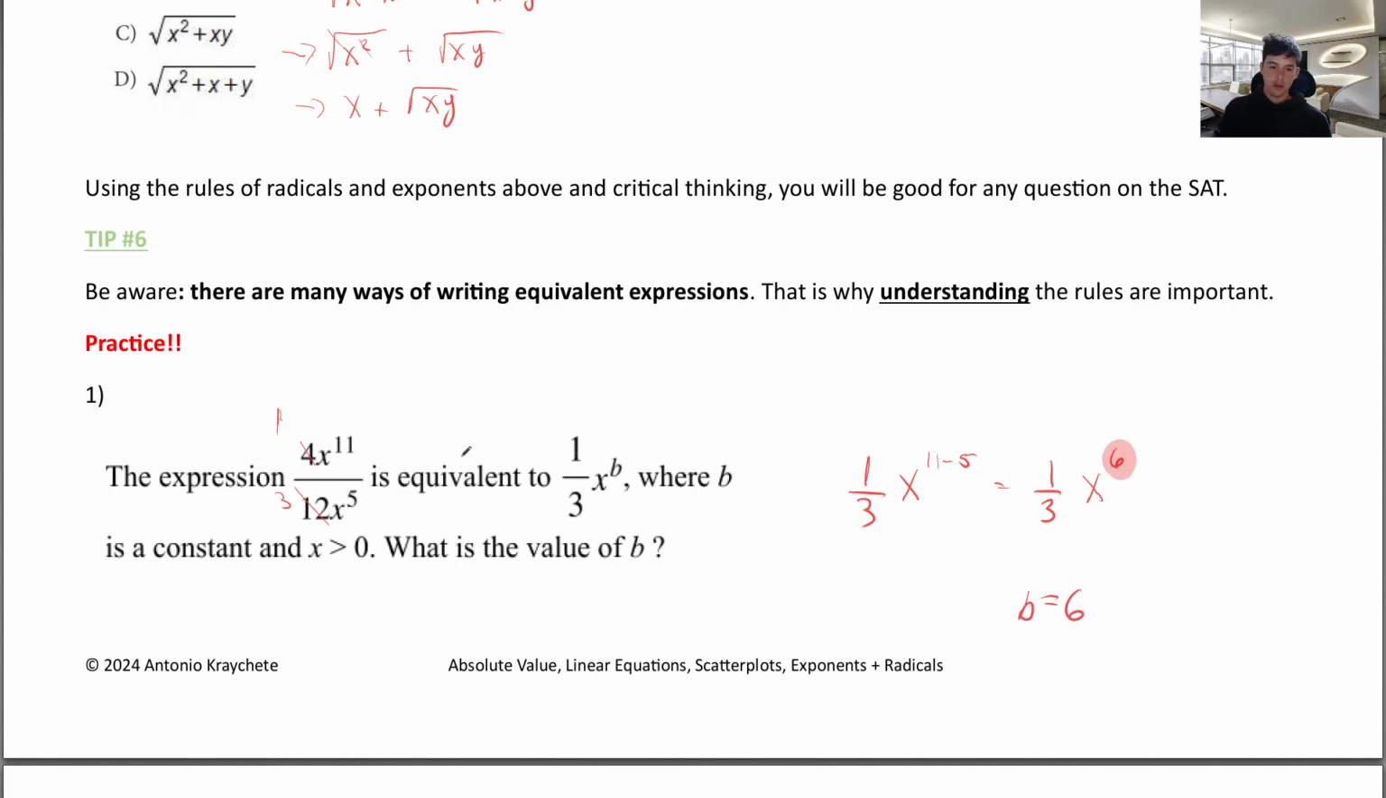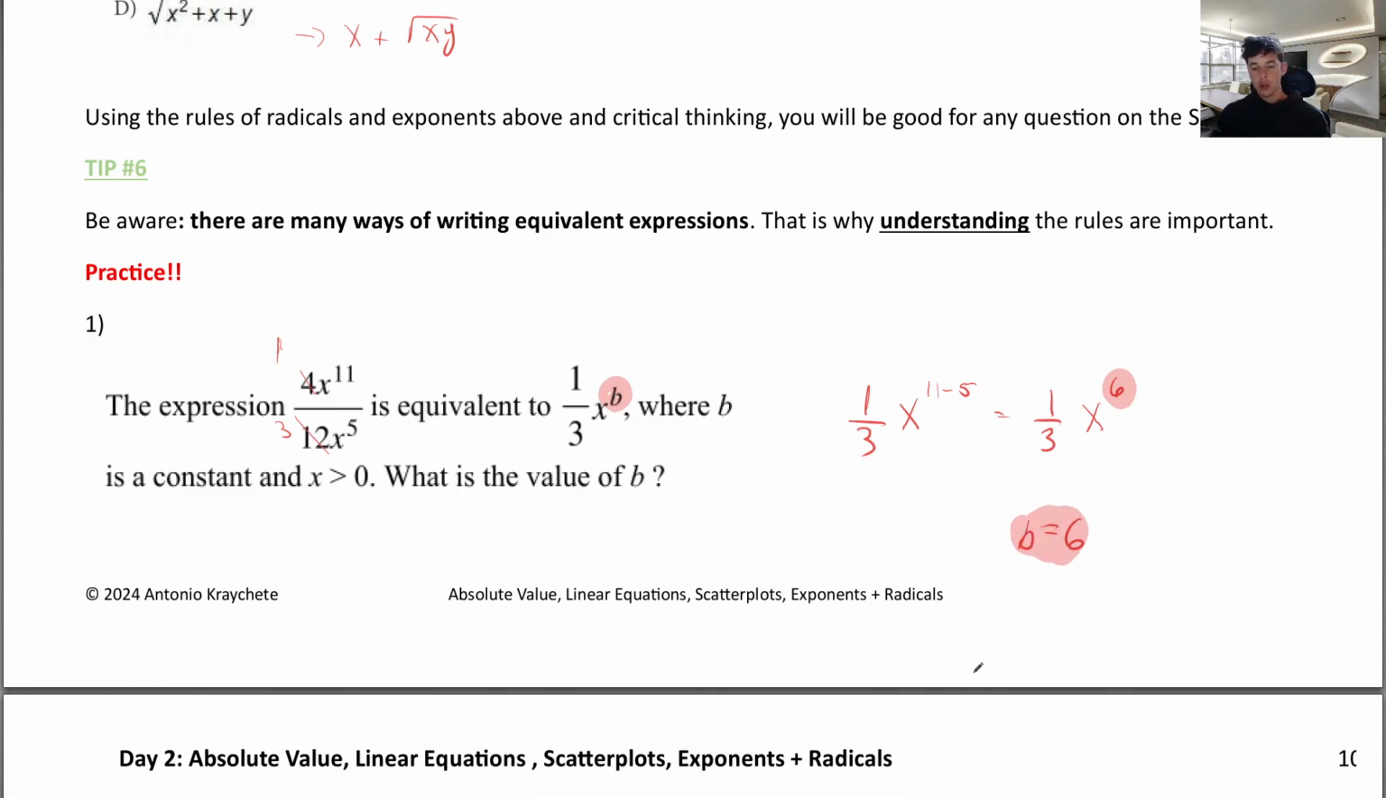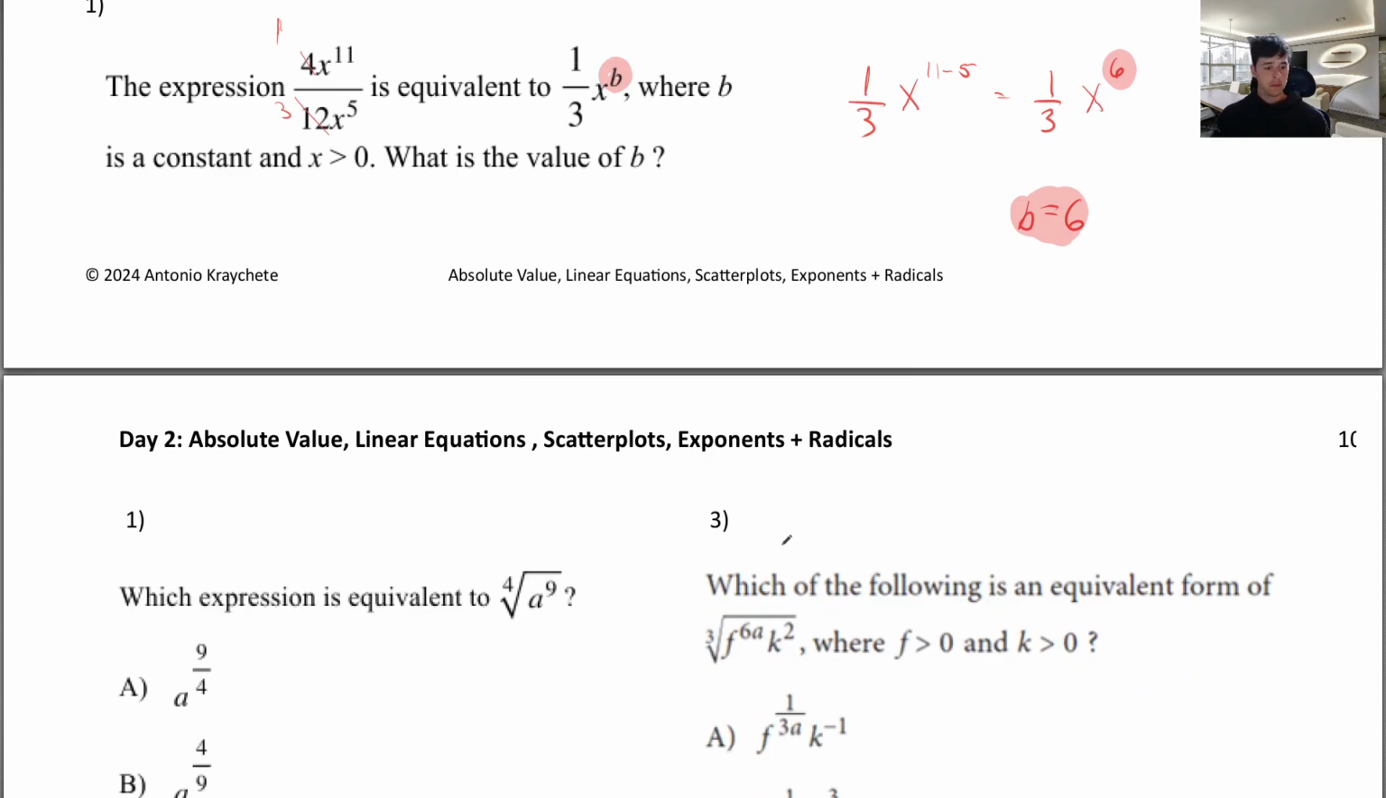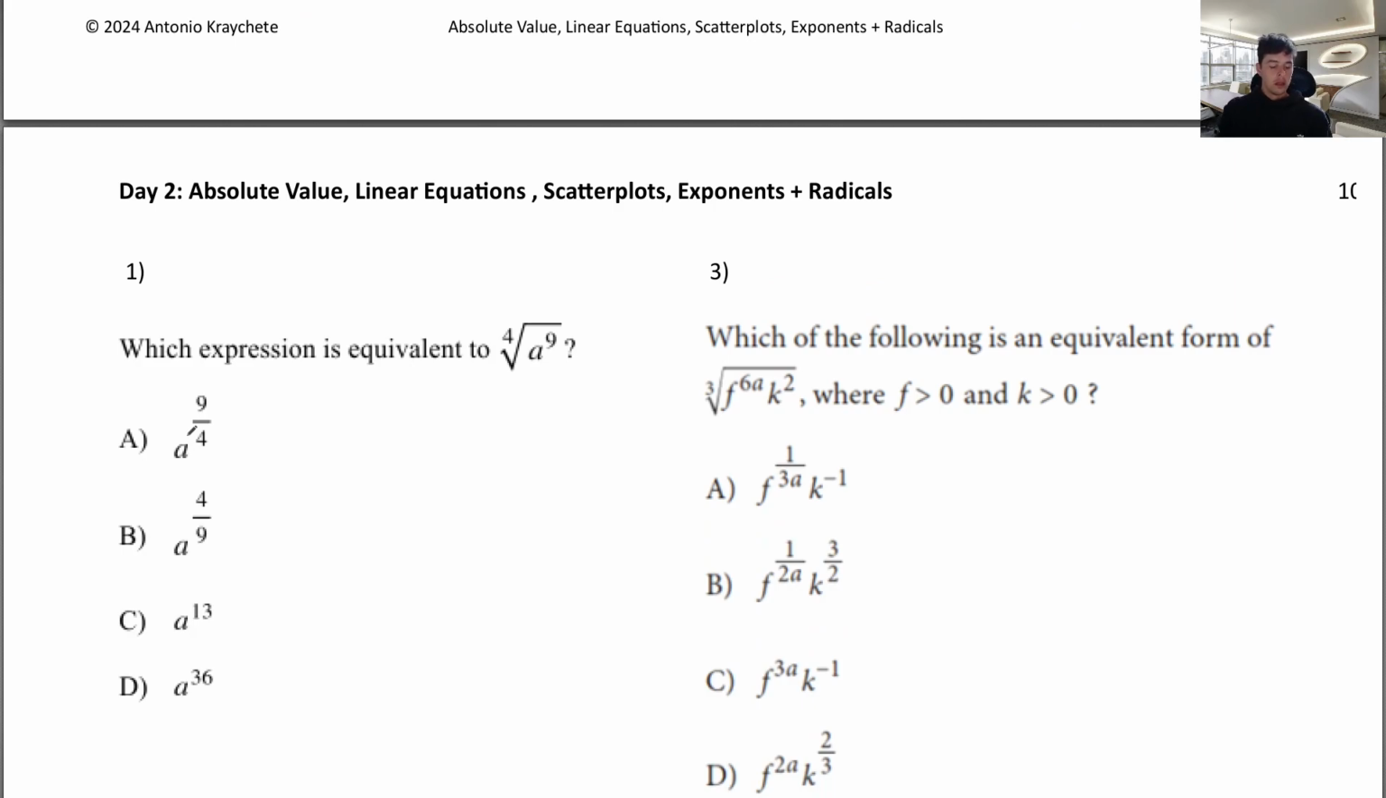Okay, so right here, we can see that b equals 6. Very easy, but if you don't know the properties of exponents, you won't get this question right on the test. Okay, let's do number one again, I guess, but problem 3 for today.